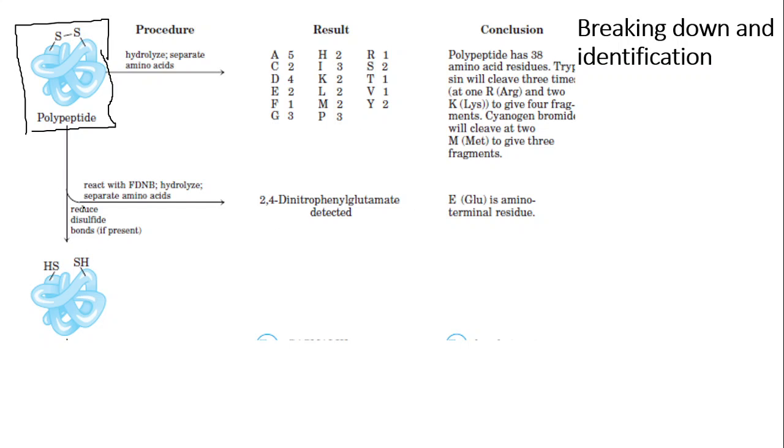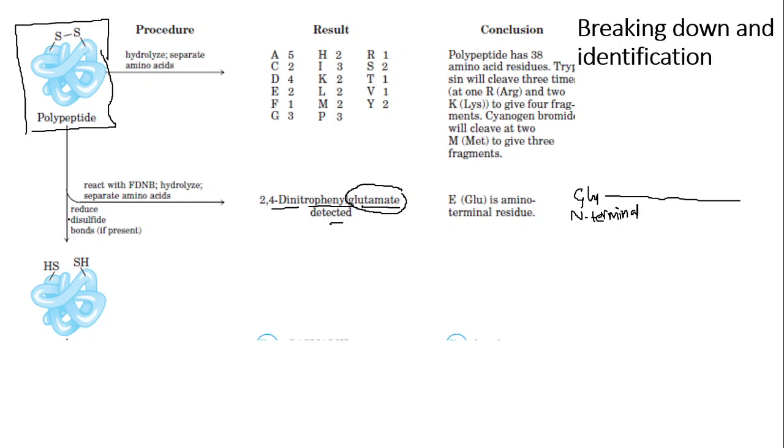Then they react this same peptide with FDNB. Remember, this reacts with the N-terminal amino acid. If you identify the product, it is 2,4-dinitrophenyl glutamate. That means glutamic acid is the N-terminal amino acid. Okay, so that is the only thing we have known so far.